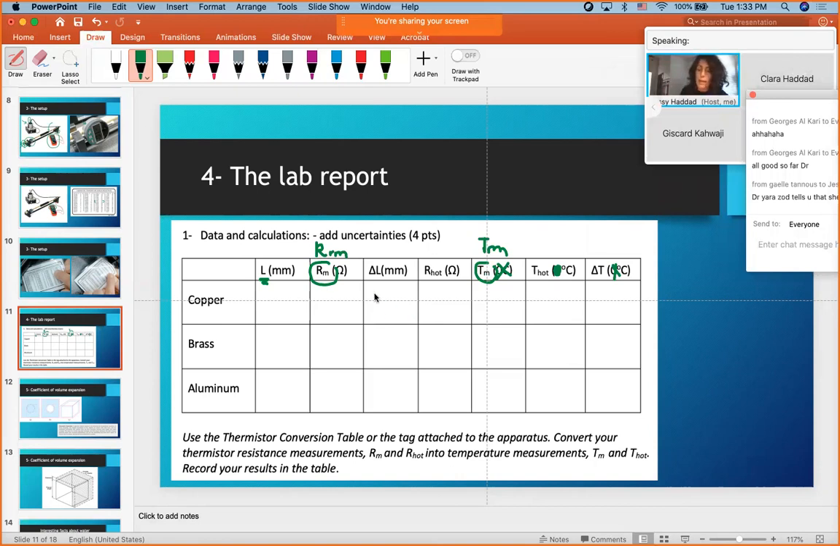So delta L will be measured directly from the dial gauge. By the way, the dial gauge is in millimeters, and you can see the unit on the screen, very easy to handle. R hot means the resistance after the rod has been heated, and we usually wait for the rod to be hot until the temperature stabilizes and it cannot get hotter than this. Temperature hot can be found from the chart, and room temperature will be found from our room temperature. And delta T is basically the difference between T hot and T room temperature.